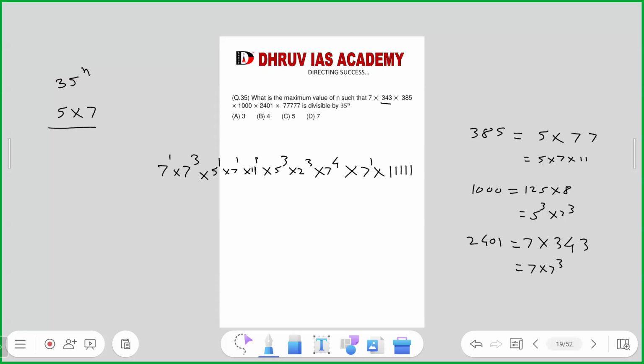So if you just see here, 7 raised to 1, 3, 1 and 4. So it's 1 plus 3, 4, plus 1, 5, plus 1, 6, plus 4, 10. So 7 raised to 10 is there. And for 5 it is 5 raised to 1 and 5 raised to 3, so 5 raised to 4. Okay, so to get 35, we can have 7 raised to 4 into 5 raised to 4, or 35 raised to 4. So that is the maximum value of n. So the maximum value of n is 4 here.